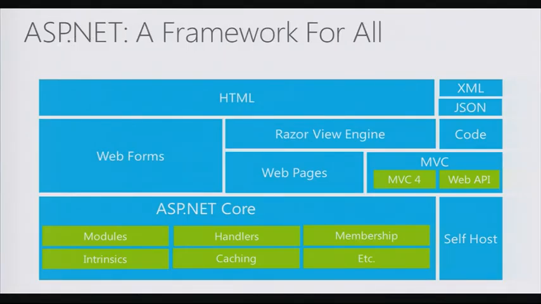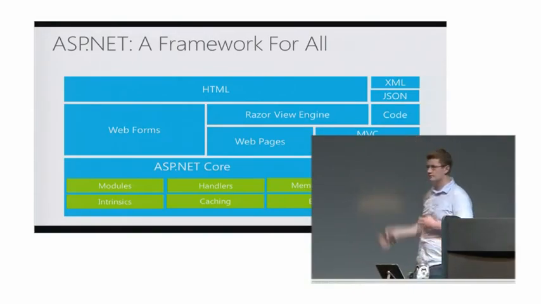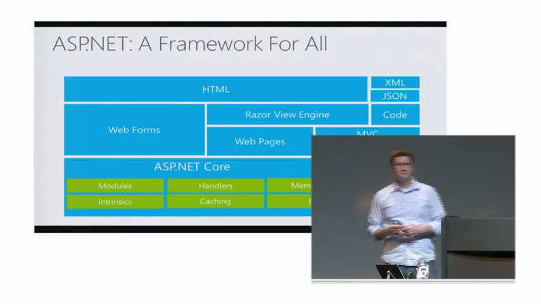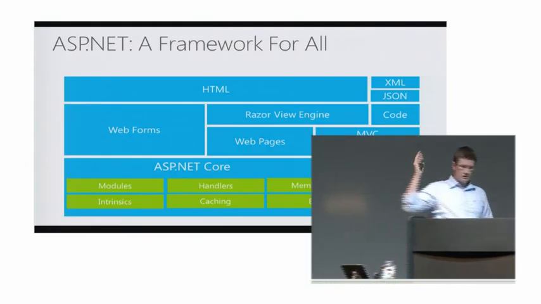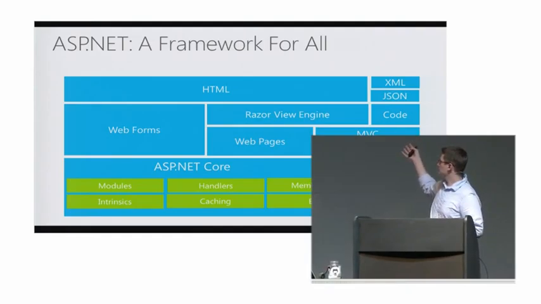So first off, this is kind of a diagram. It's maybe not 100% accurate. This kind of gives you an idea of how all the ASP.NET frameworks relate to each other. So at the bottom, you kind of have core. And as you move up, you go through an abstraction, and you eventually get to some HTML that you write. So this is a good diagram. You'll see this throughout as we're going through the presentation. We'll kind of refer back to the diagram, so don't worry about memorizing it right now.